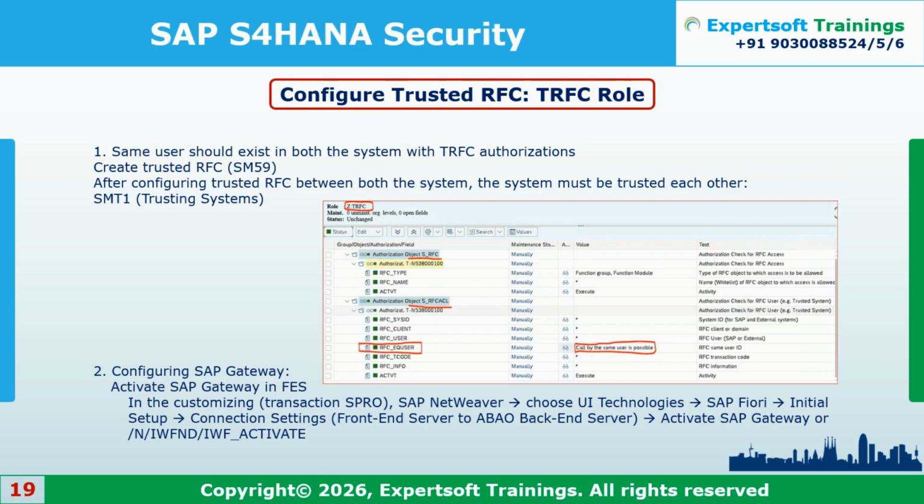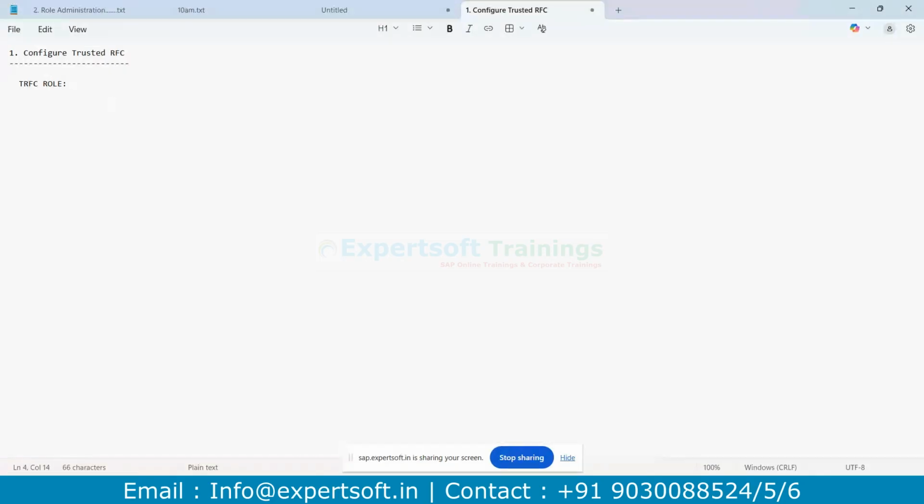See, these two trusted RFC authorizations, S_RFC and S_RFC_ACL. When we are creating the role for trusted RFC, we need to add these two authorization objects inside the role. If you are using central deployment, first we create the trusted RFC role in the front-end system. Then you create the same role in the backend system also, with trusted RFC authorizations.